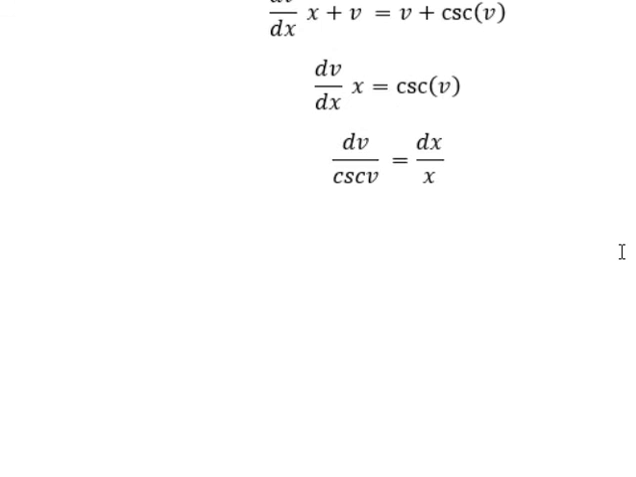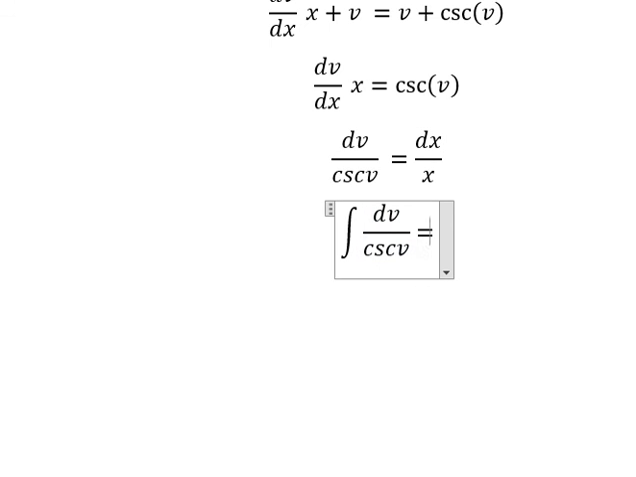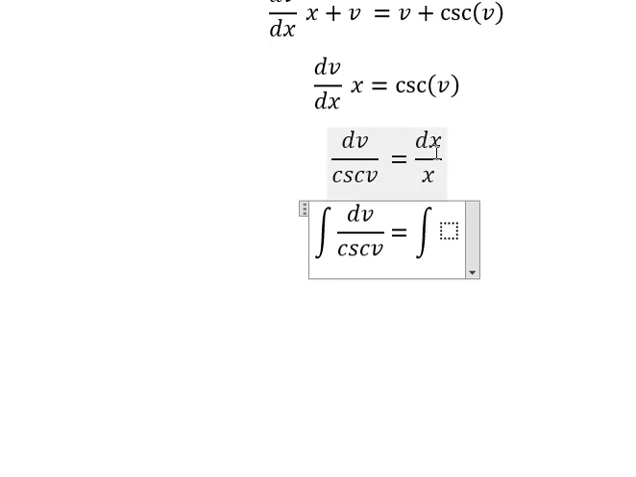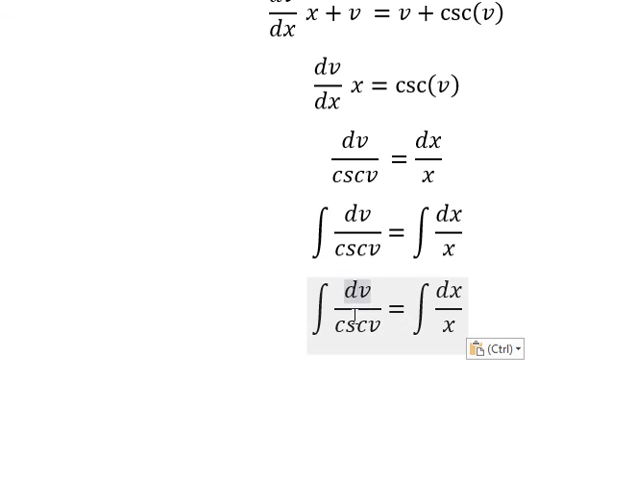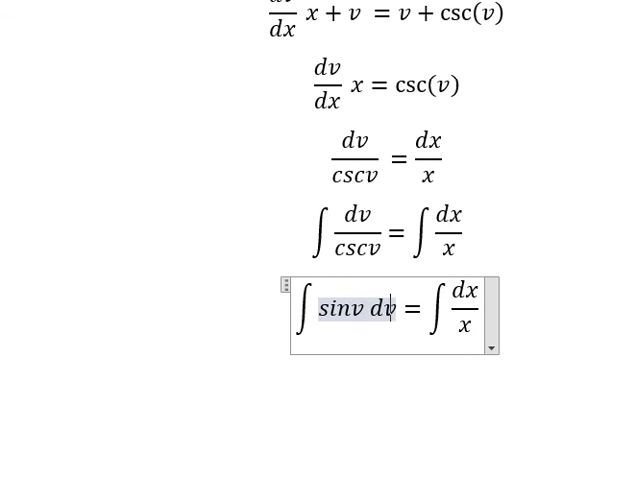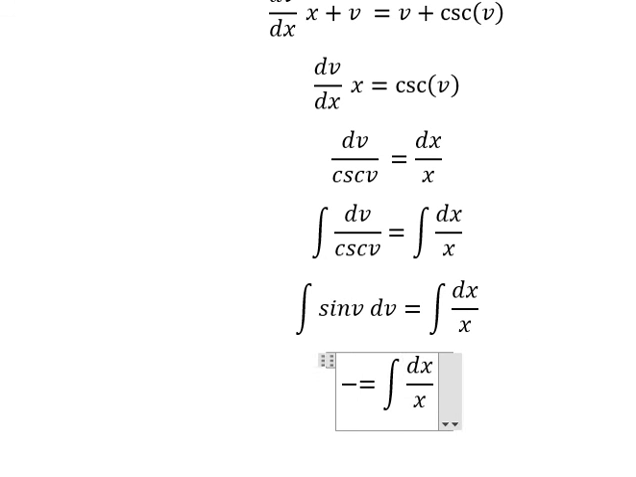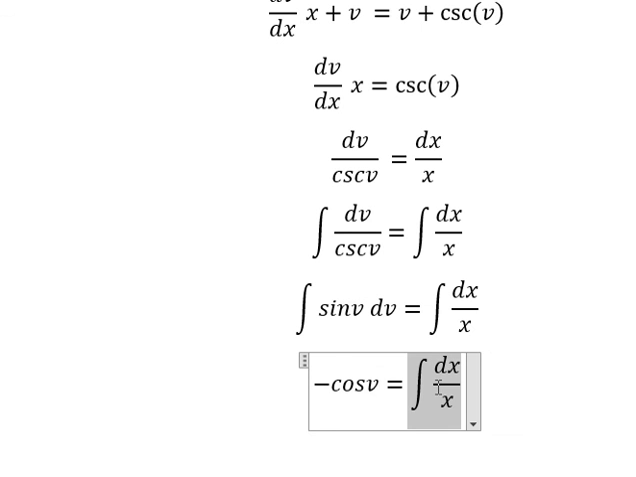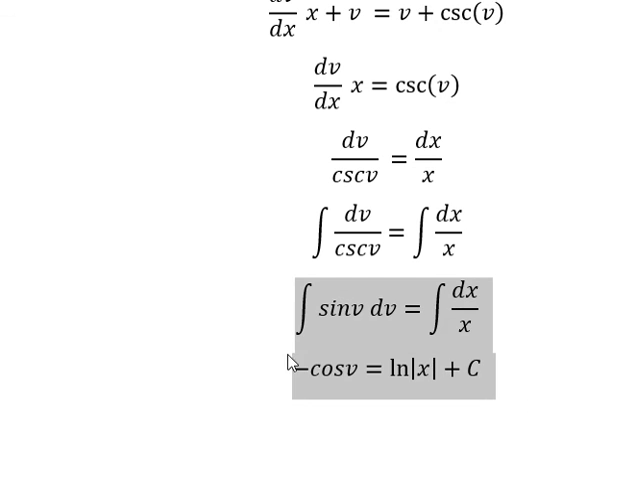Next, I will integrate both sides. This one we have sine v. The integration of this one we have negative cosine v. This one we have ln of the absolute value of x, and I will put plus c.